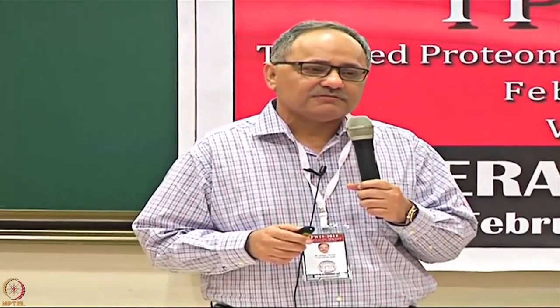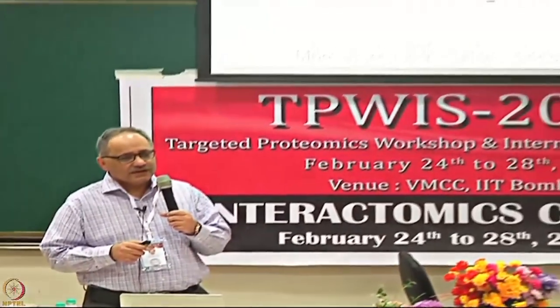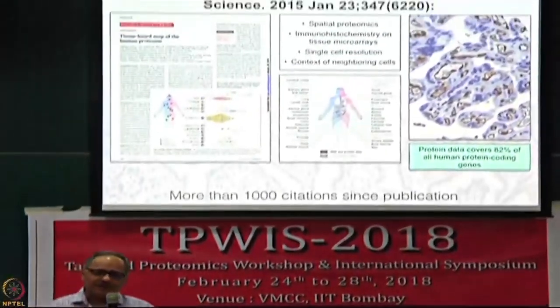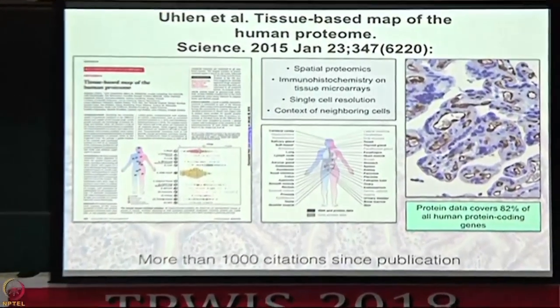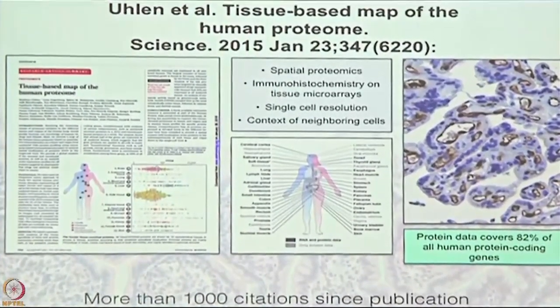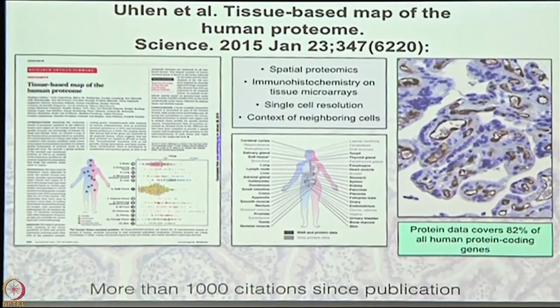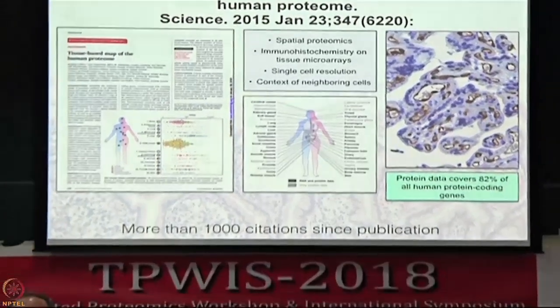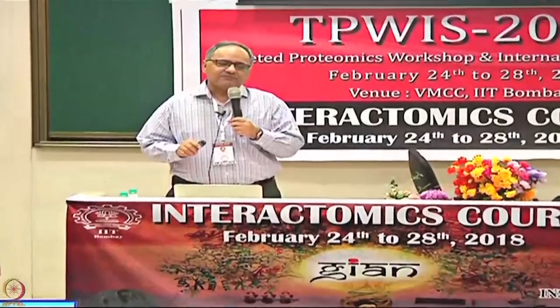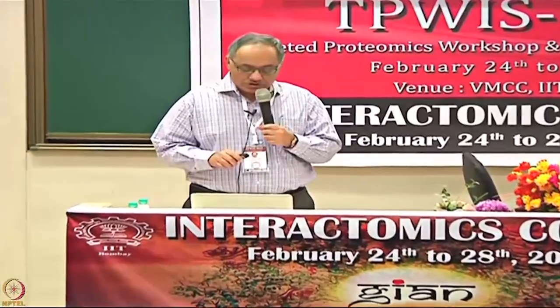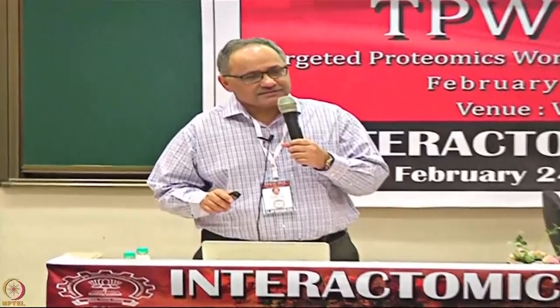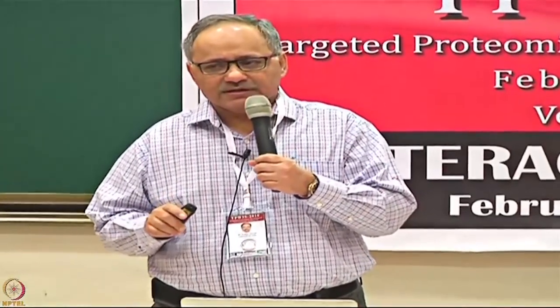First publication came out in 2015. When I say first publication, of course there were many publications before this, but that was when we put out the full draft of the first human proteome as seen in normal tissues. The main platform for the protein atlas is immunohistochemistry and tissue microarrays. And all of these images which are evaluated are available on the website for any researcher or student to see.